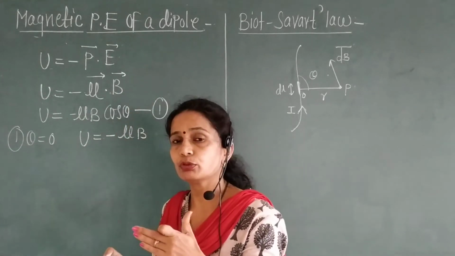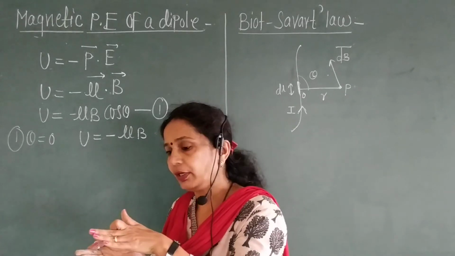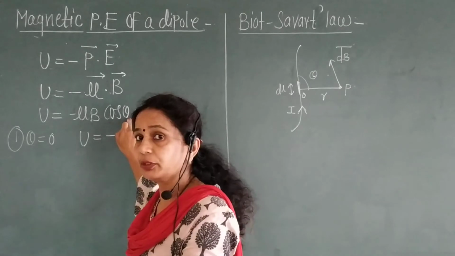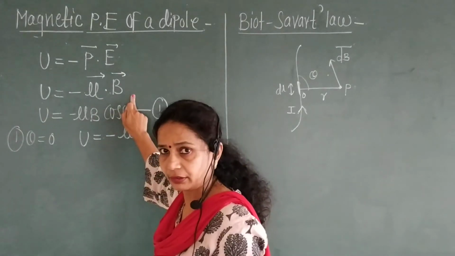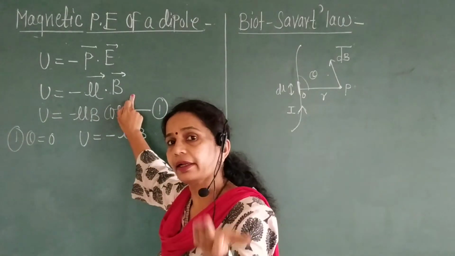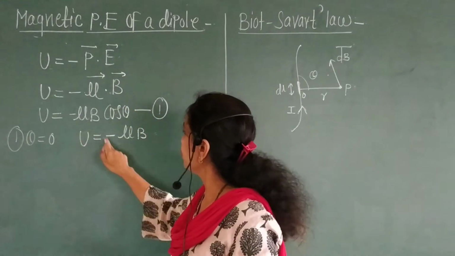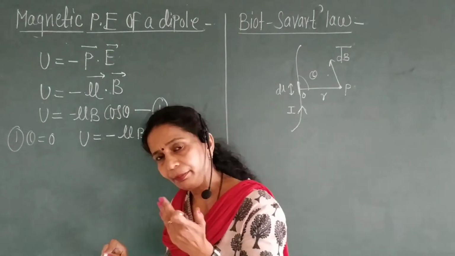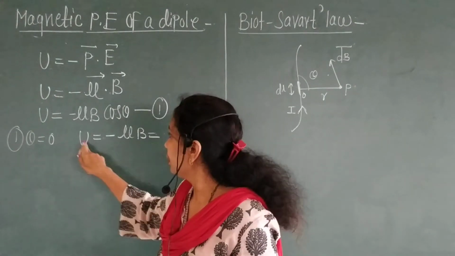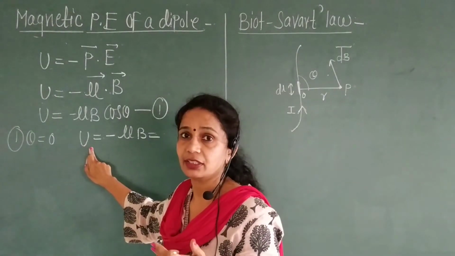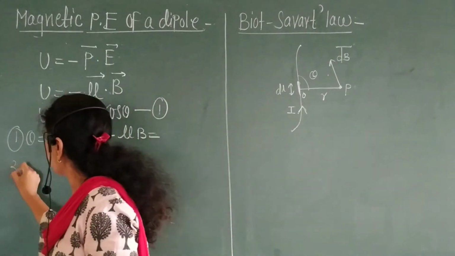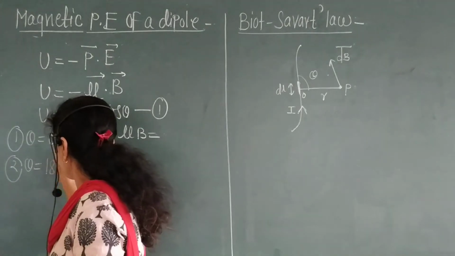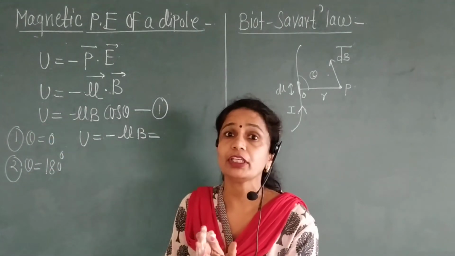When theta is equal to 0, it means the magnetic field is parallel to the dipole moment. Theta is the angle between the mu and B vectors. If the angle between them is 0, you get U is equal to minus mu B, and this is the minimum magnetic potential energy. Second, when theta is equal to 180 degrees, both are anti-parallel to each other.